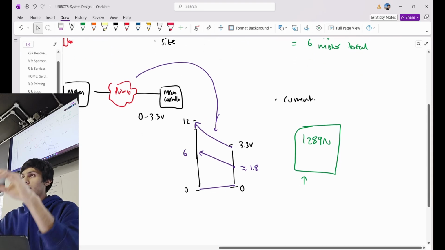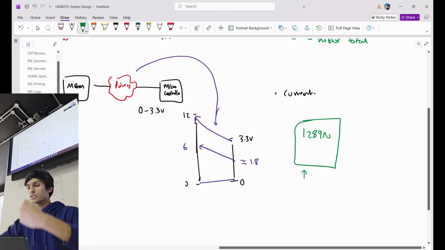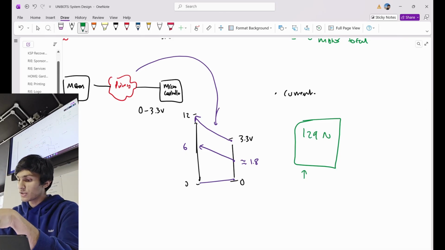It is very accessible. You can kind of unlock this action to bring the lift up and down very quickly. So this has 6 motors total. And its advantages are the cost and the ease of access.